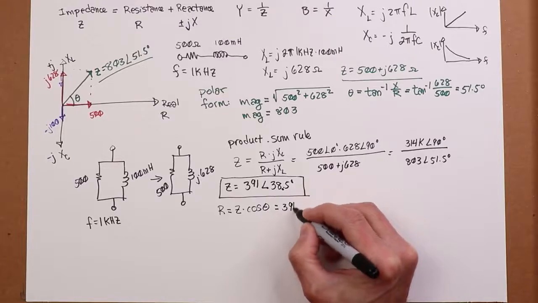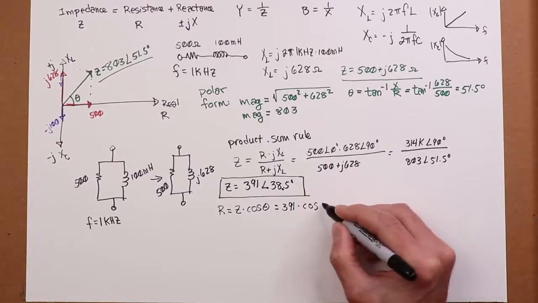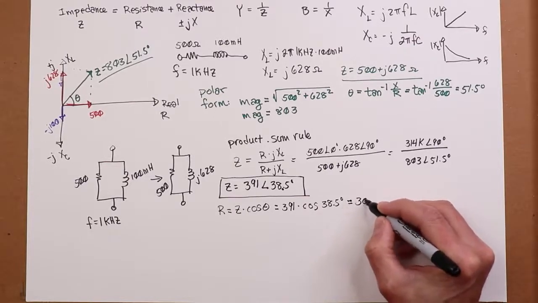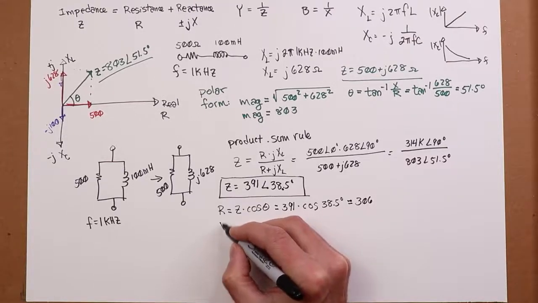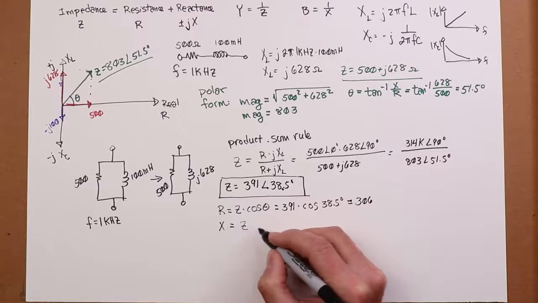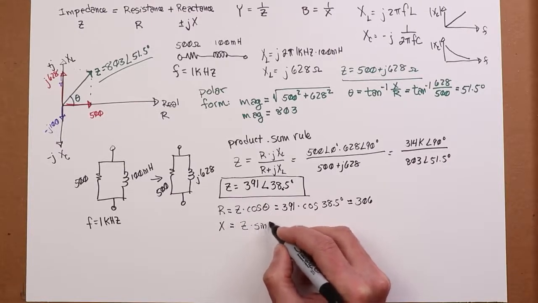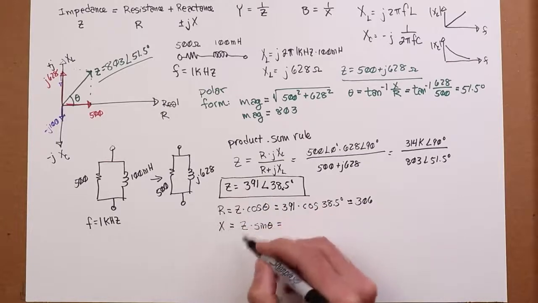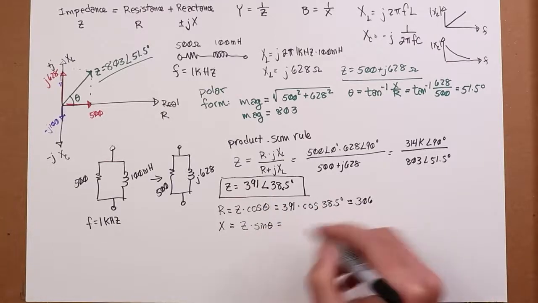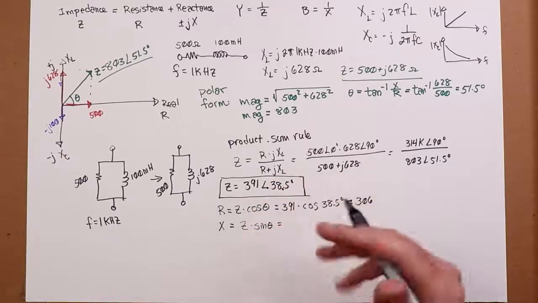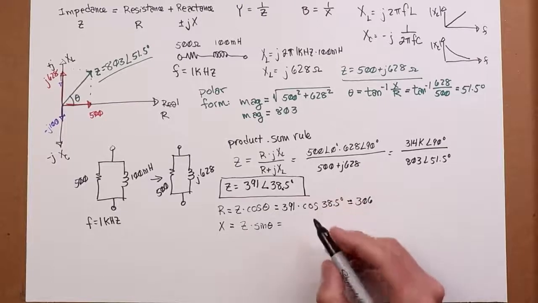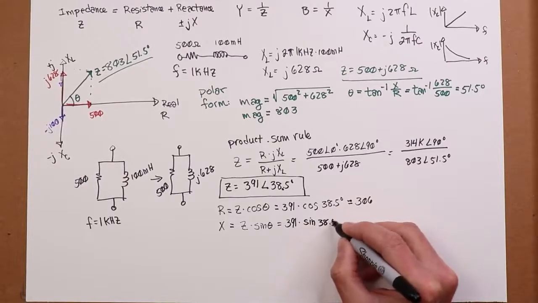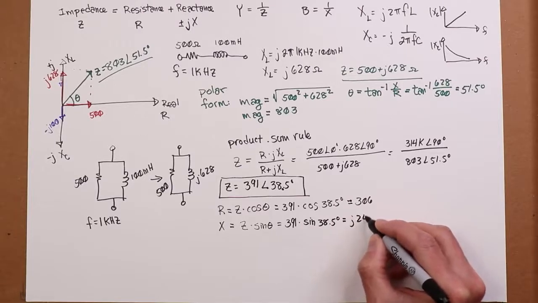In other words, 391 times the cosine of 38.5 degrees, and that is going to give us 306. And the x value is going to be z times the sine of theta. Because this is positive, I know this is going to be inductive. The sign will work out. So that's 391 times the sine of 38.5 degrees, and that will give us j243.